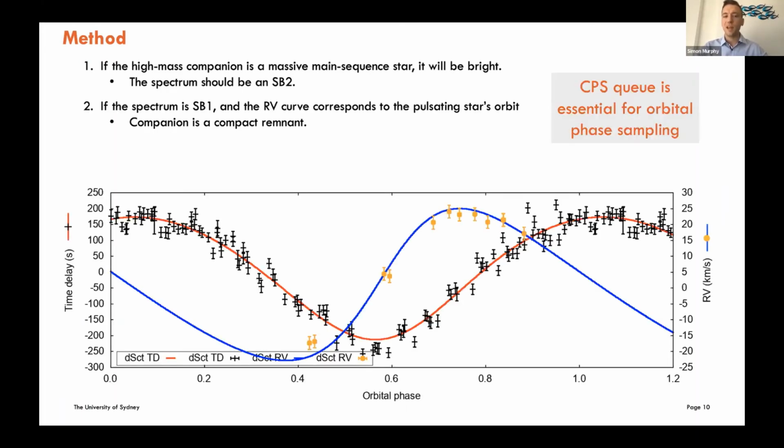But if the spectrum is SB1, so single-lined, and the RV curve corresponds to the pulsating star's orbit, then the companion has to be a compact remnant. And this is an example that I'm showing at the bottom.